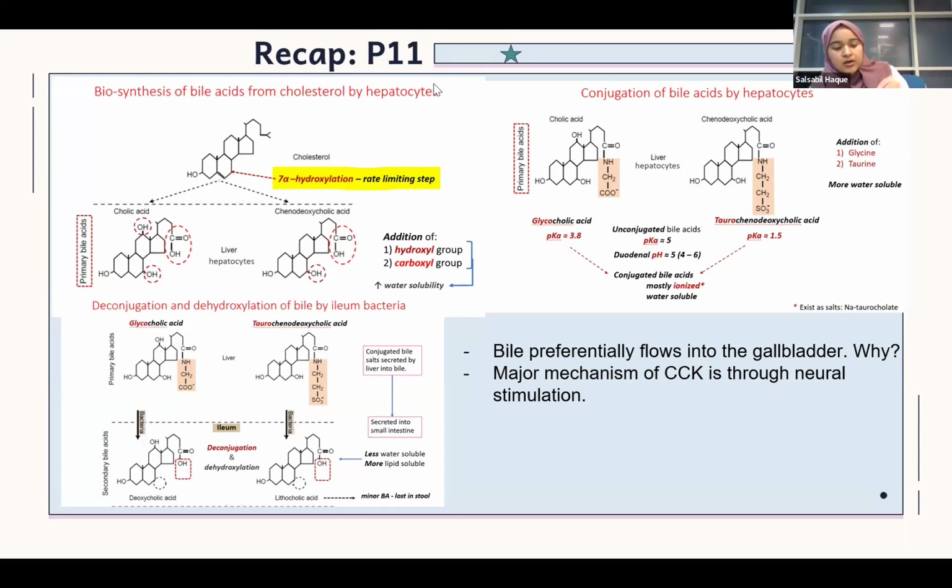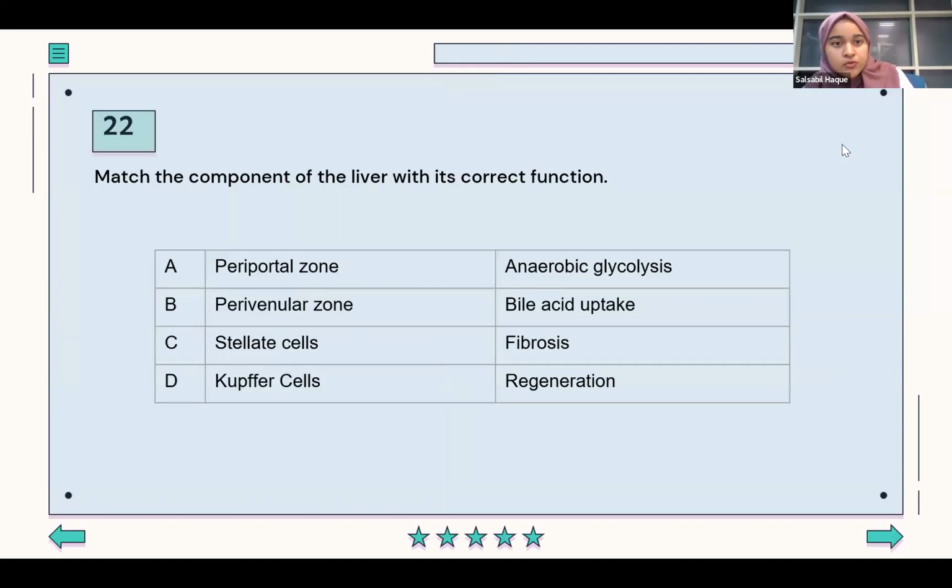It's basically because the bile that is produced at the liver goes to the gallbladder, because the gallbladder is physiologically relaxed, whereas the sphincter of Oddi, through which it has to go to the duodenum, is tonically contracted, like always contracted, right? So instead of going through this high pressure, high resistance sphincter to the duodenum, it goes to the gallbladder, which is relaxed. And one more thing that was mentioned was that the major mechanism of cholecystokinin is through neural stimulation as opposed to hormonal or paracrine stimulation. Okay, all right, that's it for lecture 11. We're almost reaching the end.